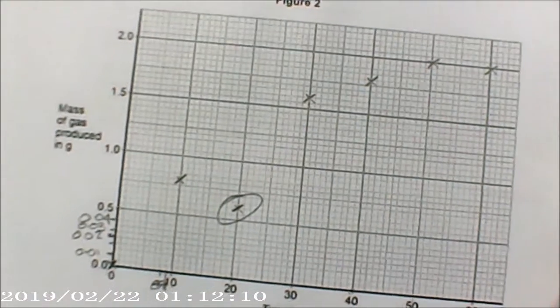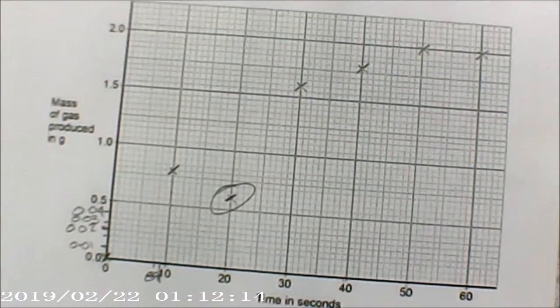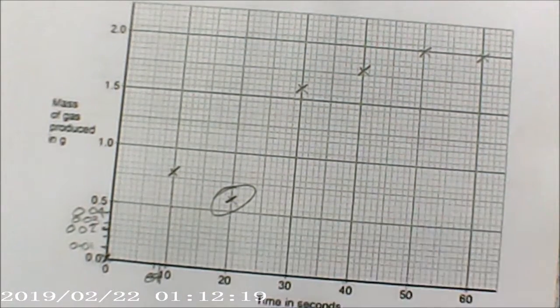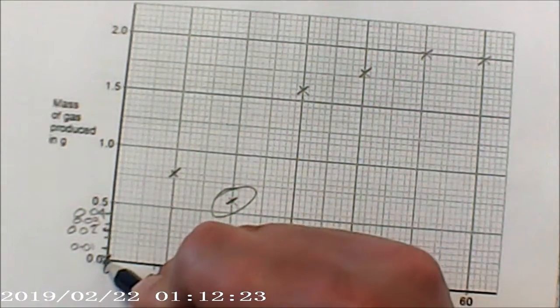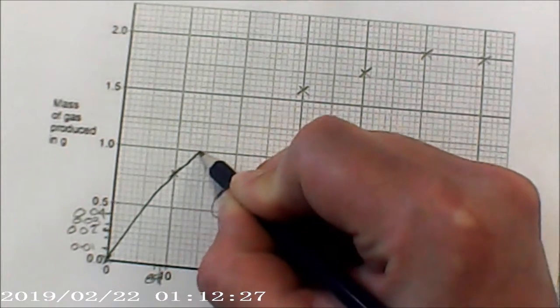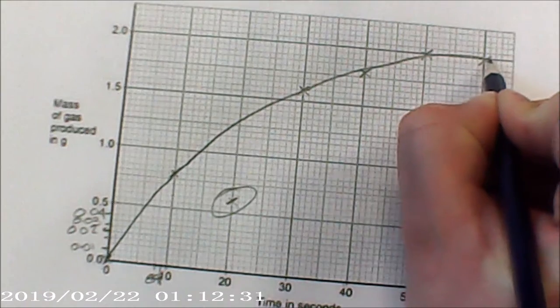So when we draw a line of best fit, if there is one that is far off, and they will make it very, very obvious that this is very far off, then ignore it. Okay, you can circle it if you want to, but do not include it in your line. Now, rates of reaction graphs, most of the time you will see them as a curve.